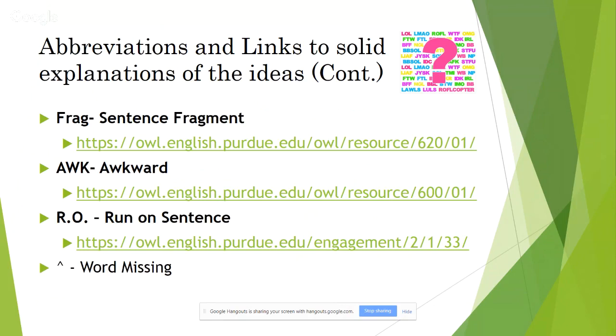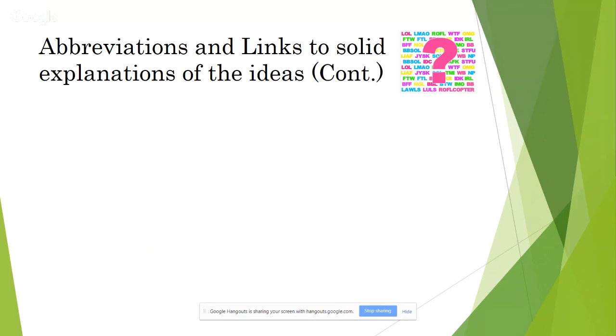Now, if I have a caret, and this usually applies to my brick and mortar classes on something that I'm grading by hand, if I put the little arrow up, it means there's a word missing.